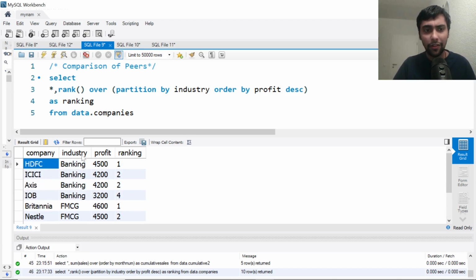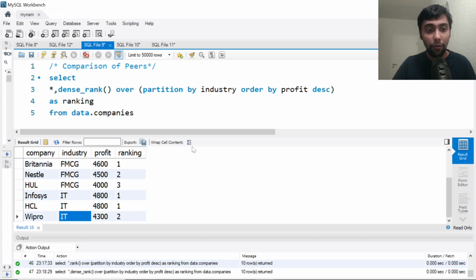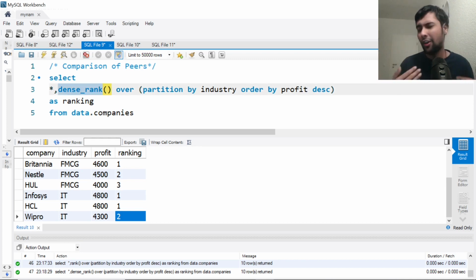In the same situation, if I were to use dense rank instead of rank, what do you think will happen? Let's run this and see. So here what happens is, with 4,200, ICICI and Axis get rank 2, but then the next company IOB gets rank 3, so no number gets skipped. Similarly, if I move down, Infosys and HCL get rank 1, Wipro will get rank 2, no number gets skipped. So this is the important difference between rank and dense rank. Keep that in mind. Common interview question again. This is how you can do a comparison of peers using the rank or dense rank function.